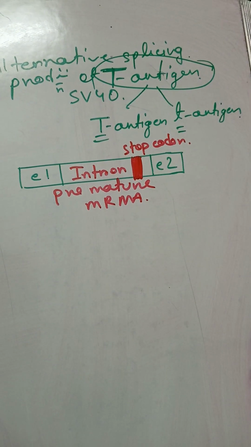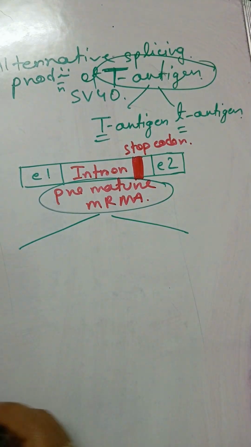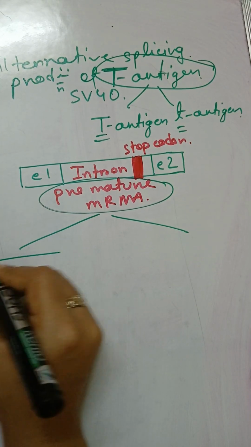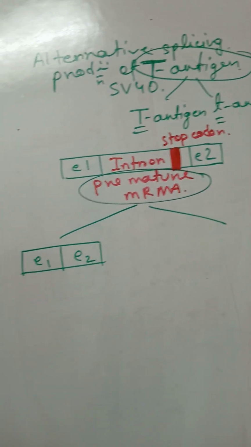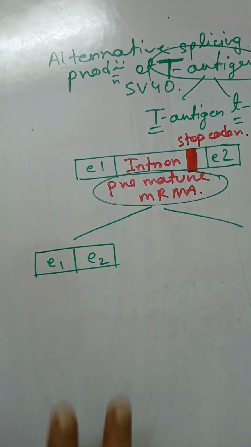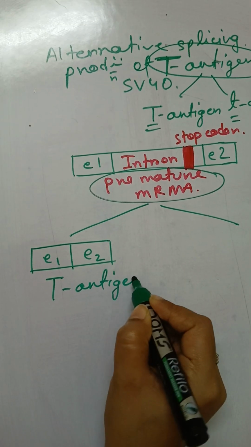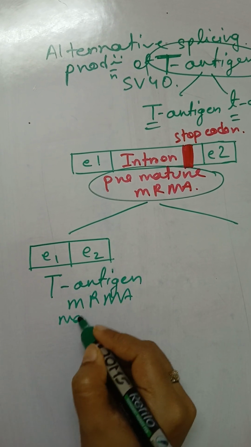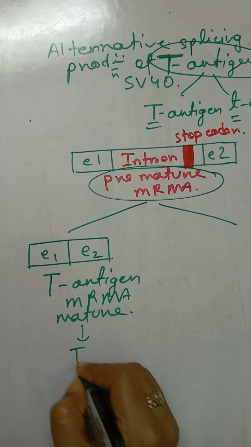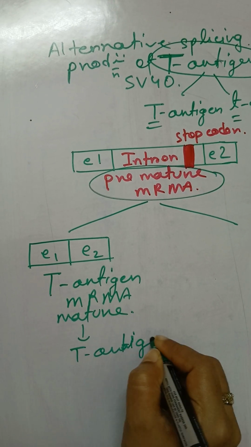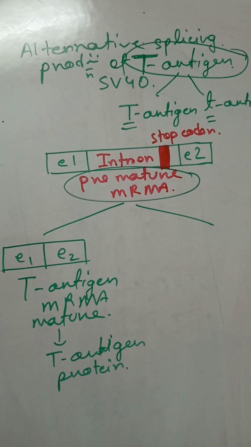Now what happens? Due to splicing of this premature mRNA, E1 and E2, the exon 1 and exon 2, will be spliced together, and that will form the T antigen mature mRNA. Obviously from this mature mRNA, T antigen protein will be produced. This is the basic concept of splicing, whether alternative or conventional.